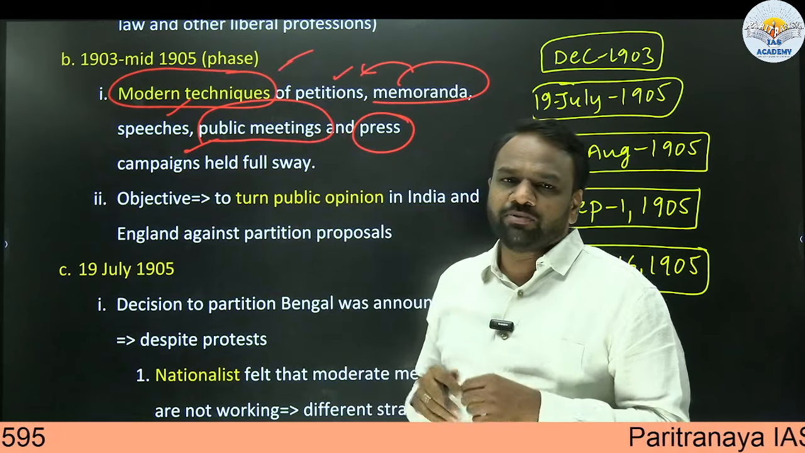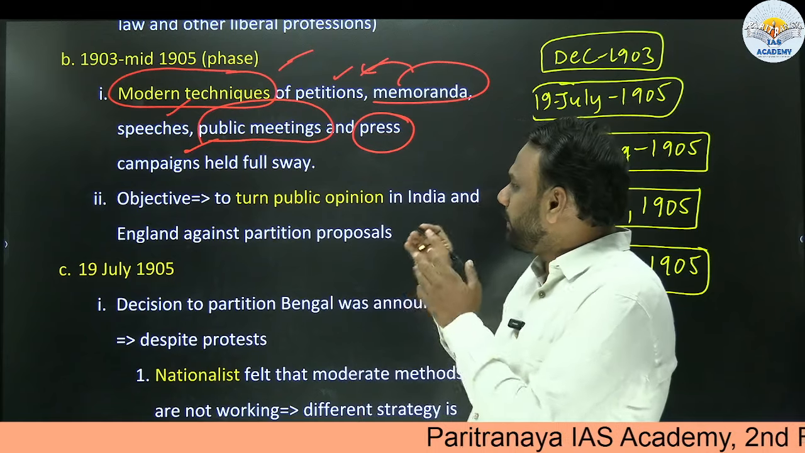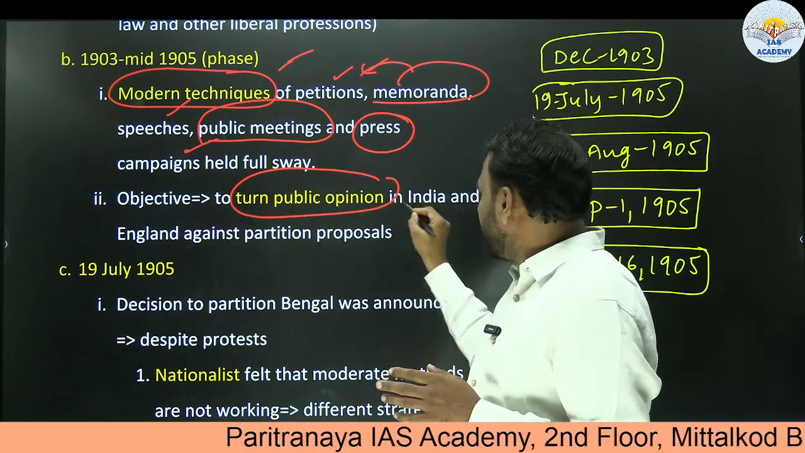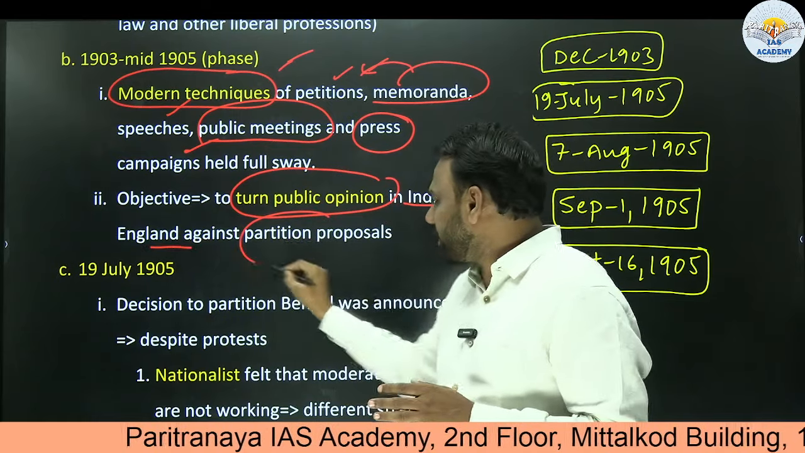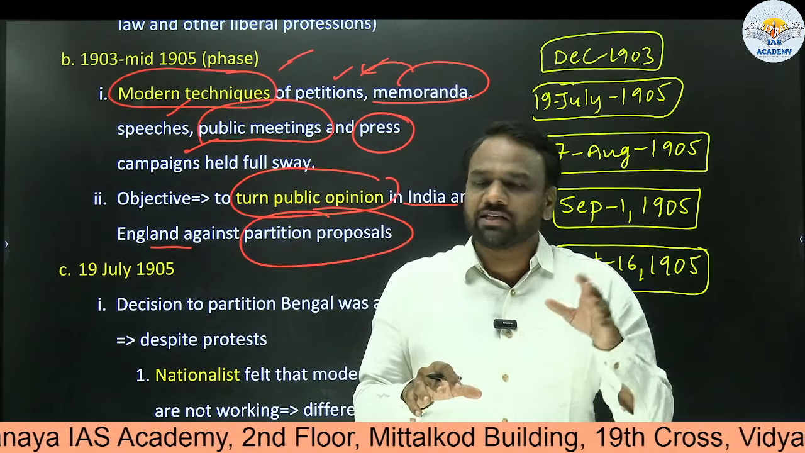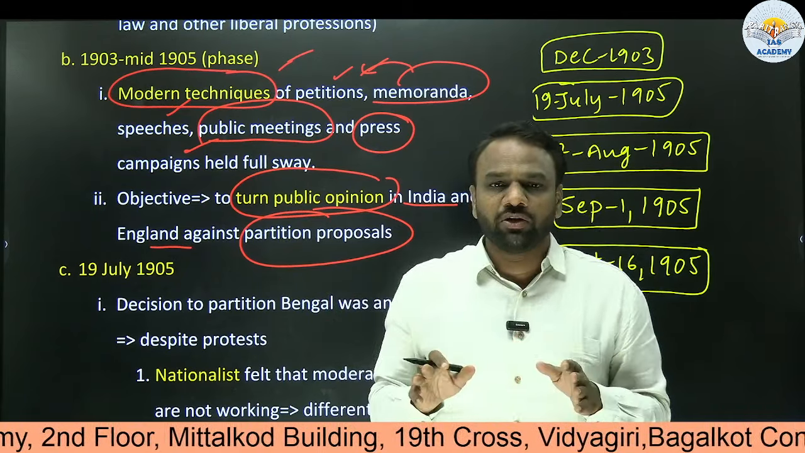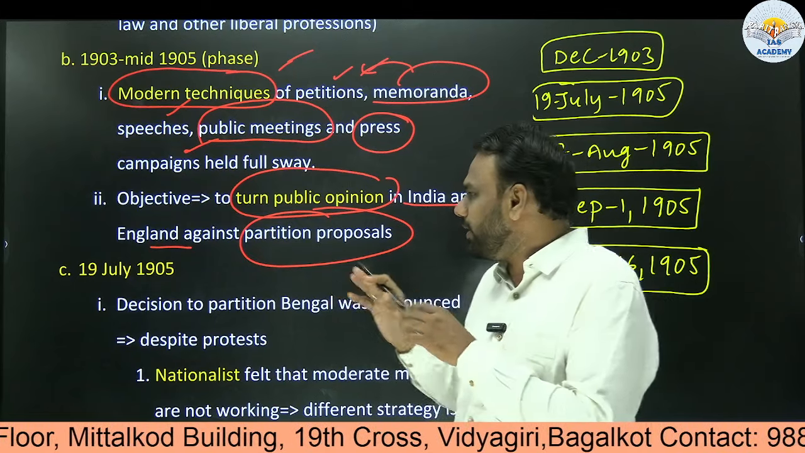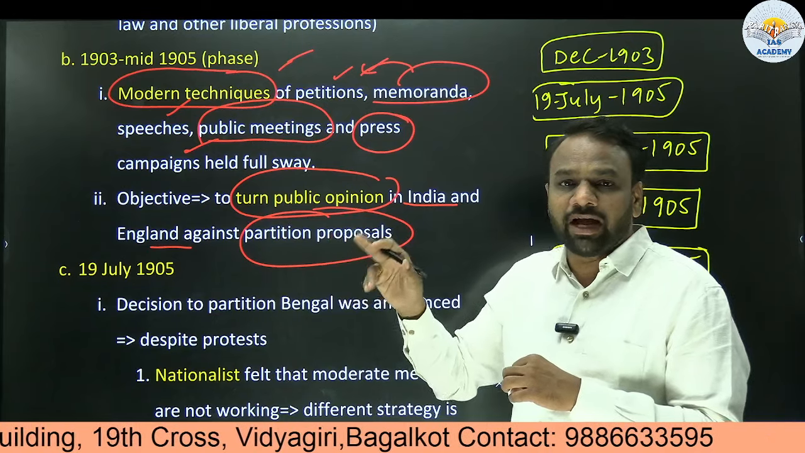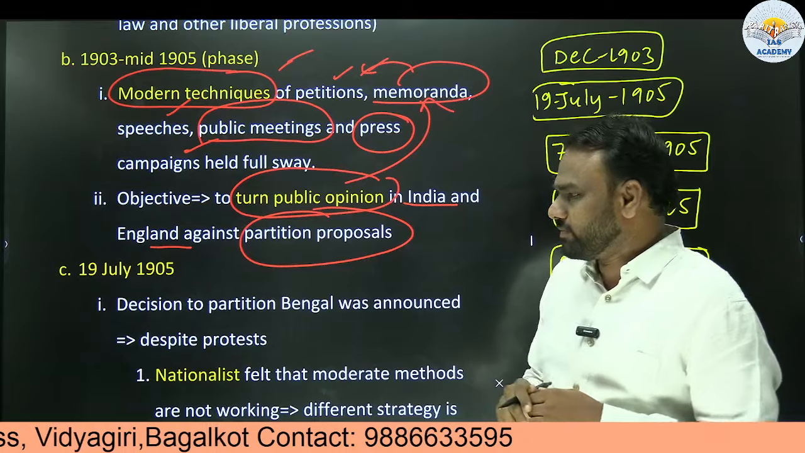So what was the main objective? The main objective of all these different techniques, whether it is petition or speeches or public meetings or press, the only intention was to turn public opinion in India and England against partition proposals. So an idea had to be disseminated among Indians as well as natives of England, that this partition is not good and it should not happen. Public opinion had to be changed against the partition. That was the major intention of all these different techniques.